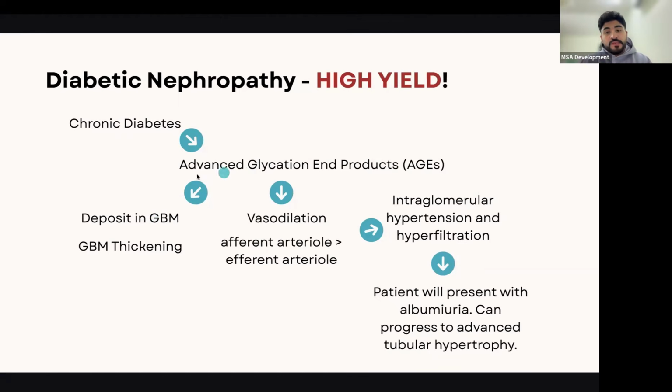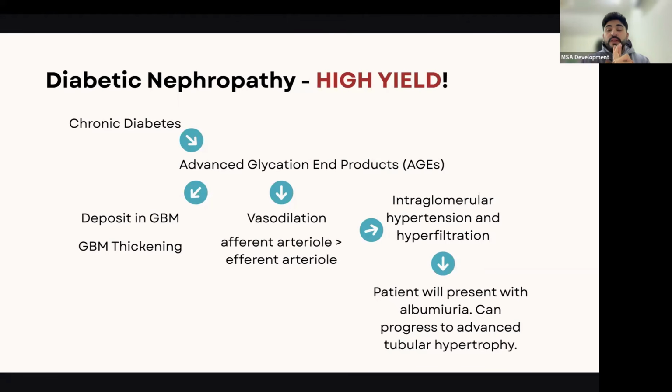So what happens is that these AGE products are going to deposit in the GBM, the glomerular basement membrane of the kidney, causing it to thicken. Okay, keep that in mind. So this is number one. So in light microscopy, in a diabetic nephropathy patient, you're expected to see GBM thickening.